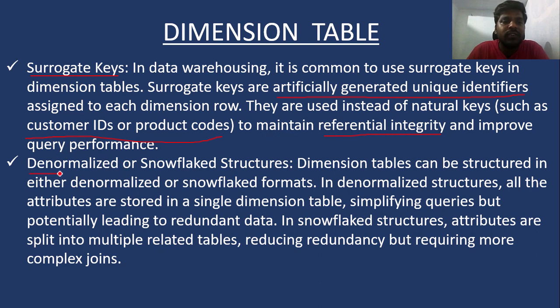Denormalized or snowflake structures. Dimension tables can be structured in either denormalized or snowflake formats. In denormalized structures, all the attributes are stored in a single dimension table, simplifying queries but potentially leading to redundant data. I will show you the normalization in another video. For now, we are understanding dimension tables. In snowflake structures, the attributes are split into multiple related tables, reducing redundancy but requiring more complex joins.